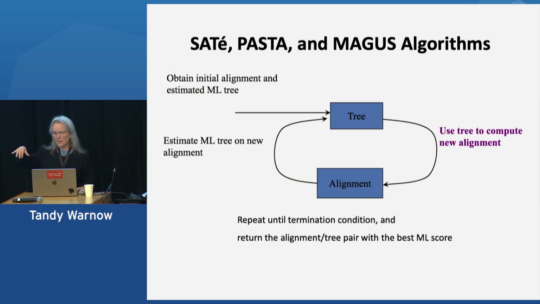There's a class of methods like this. It began with SATE, which was from 2009. Then it had SATE2, then it had PASTA, and now it has MAGUS. This is a sequence of method development. They're all in the same basic category: take a data set, divide into subsets, get alignments on the subsets, merge the alignments. How they divide changes, how they merge changes. And those changes end up impacting runtime and accuracy.